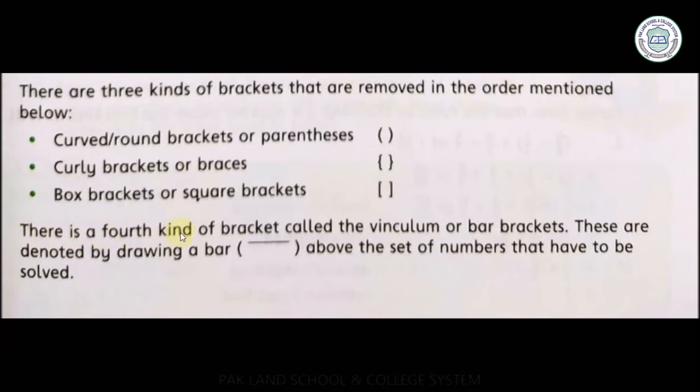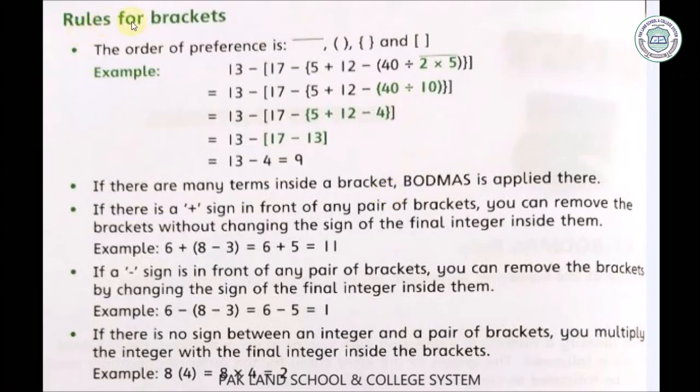There is a fourth kind of bracket called the vincula or bar brackets. These are denoted by drawing a bar like this above the set of numbers that have to be solved. Whichever set of numbers is mentioned below it, we will solve that set first, then round bracket, curly bracket, square bracket values which are given in it. Rules for brackets. The order of preference is bar, round bracket, curly bracket and box bracket.